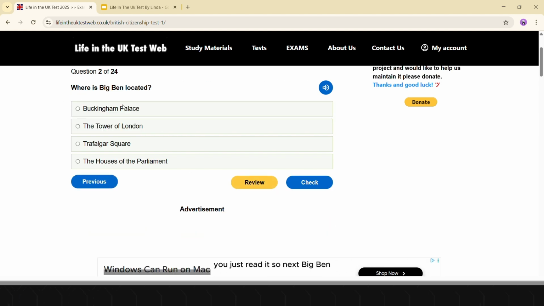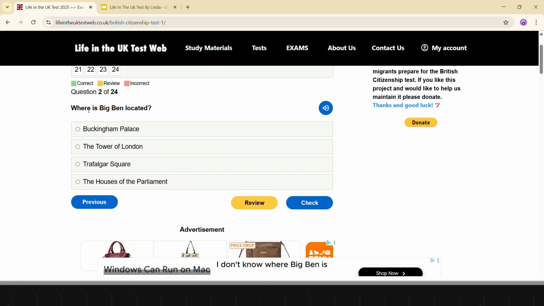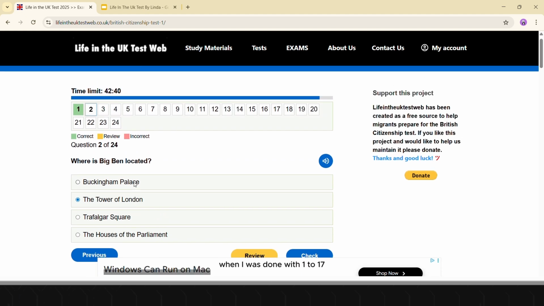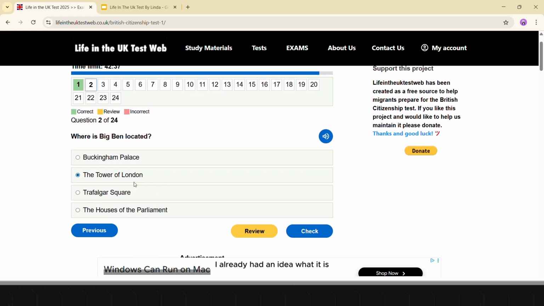So next, Big Ben. I don't know what Big Ben is, but I think it's a clock. What you're going to do is pick a wrong answer at first, and then check the correct answer. The correct answer for this one is this. I think it's a clock in the House of Parliament. But when I started, I did not know it was a clock. I don't even know anything about it. I've never even heard of it before. But when I was done with 1 to 17, I already had an idea what it is.